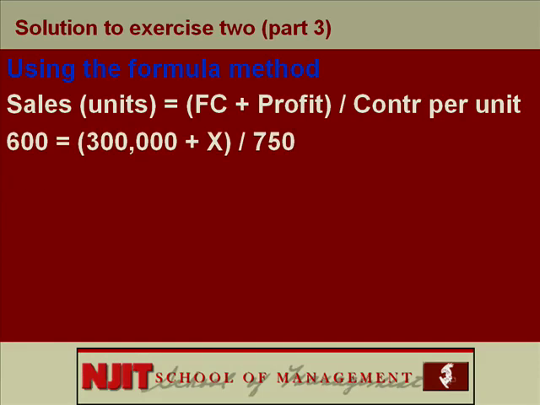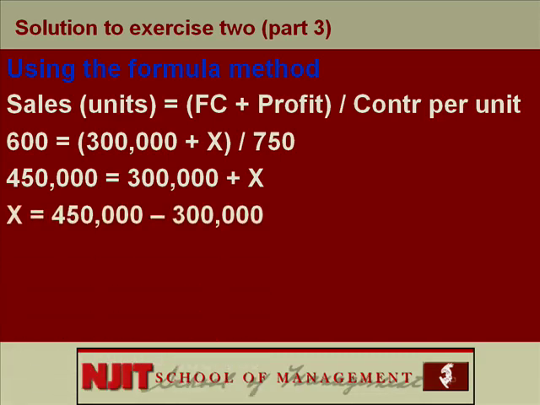Sales in units is 600. The fixed cost is 300,000. The profit is what you are trying to figure out. Take it as X. The whole thing divided by contribution per unit, which is 750. Now, it's high school algebra. You've got to solve for X. So, 450, when you times both sides by 750, 450 is equal to 300,000 plus X, and X equals 150,000. Same answer.